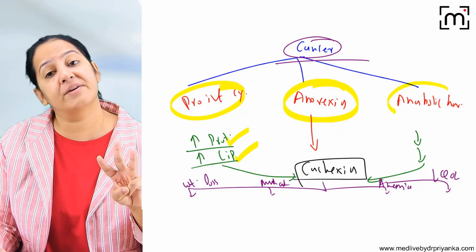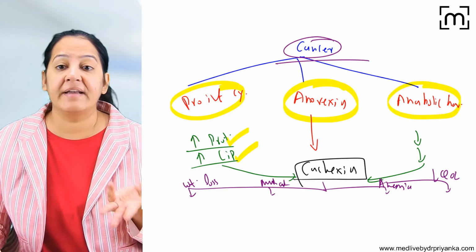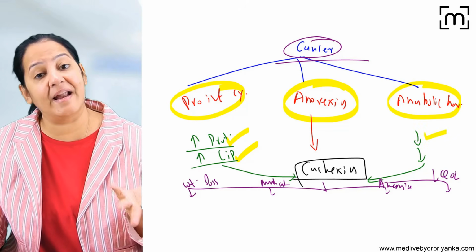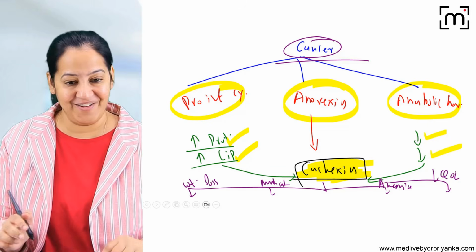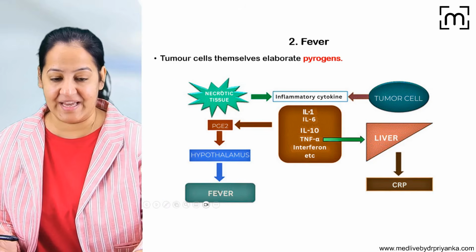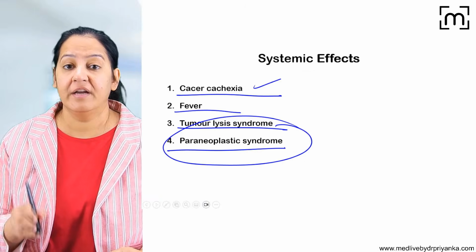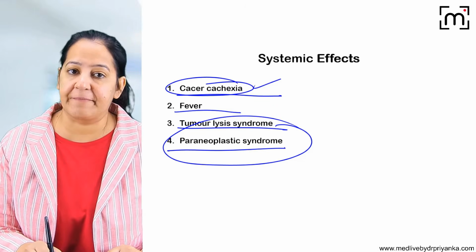And number 3, the cancer cells secrete anabolic hormones like insulin, that is reducing the protein synthesis and lipid synthesis. And that's all leading to weight loss, that is cachexia. I hope you got it. So this is the mechanism of the cachexia. It is a systemic effect. It is not local. It is systemic.